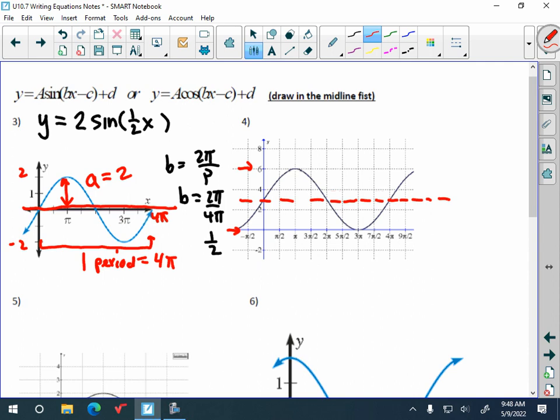We trace out 1 cycle of the sine graph. Here's where it ends. So again, you can see it ends at 4 pi, so our period is 4 pi. We do have a d value, so it's shifted up 3 units. All right, so we just plug in the numbers. So we can see a is equal to 3. And it's a sine graph, so 3 times sine, plus 3 is our d value.